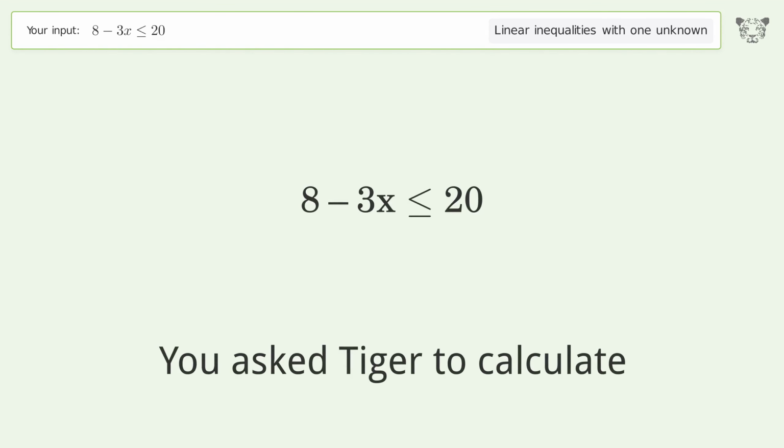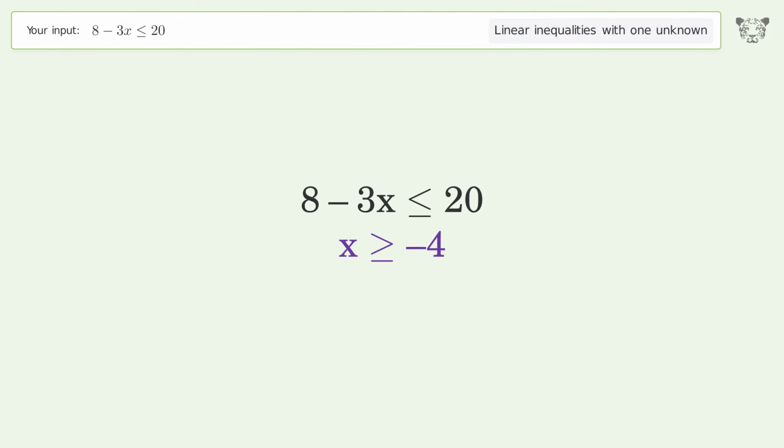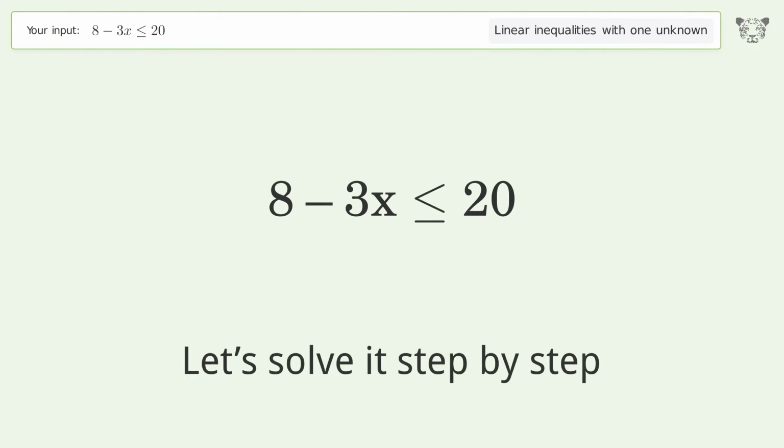You ask Tiger to calculate. This deals with linear inequalities with one unknown. The final result is x equal or greater than -4. Let's solve it step by step.